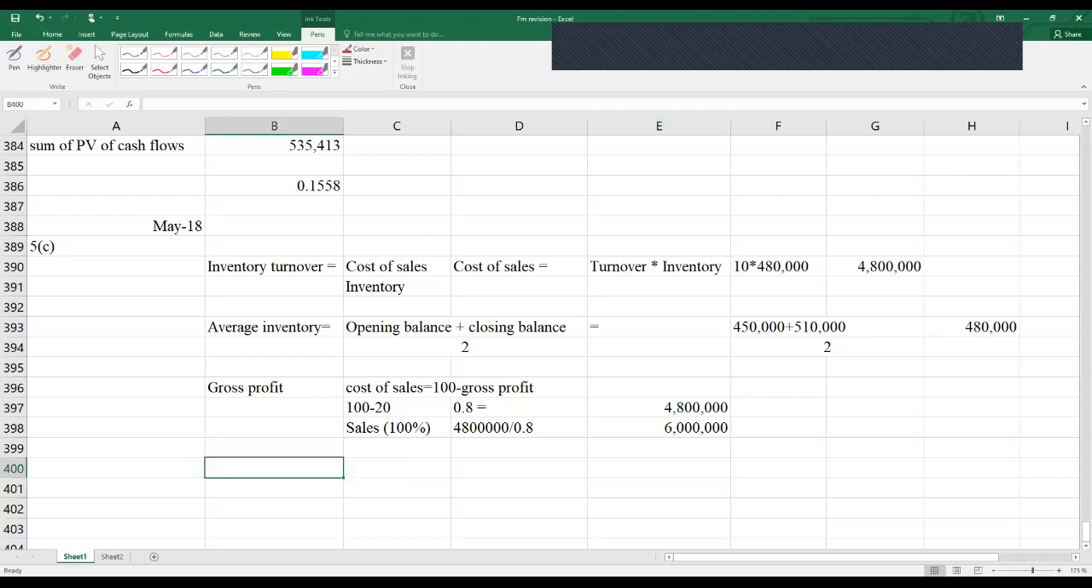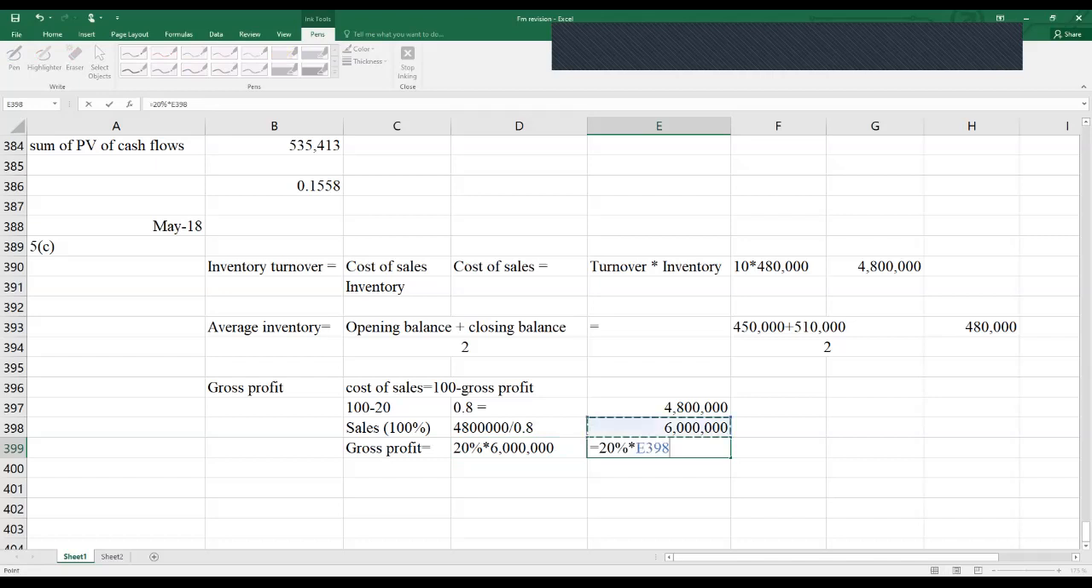Now, in case we have the sales, we can get the gross profit. But the gross profit is 20% of the sales, isn't it? Yes, because we are told the gross profit margin is 20%. Therefore, it equals 20% times the sales, 6 million, which gives us 1.2 million. That gives therefore the gross profit. Clear?